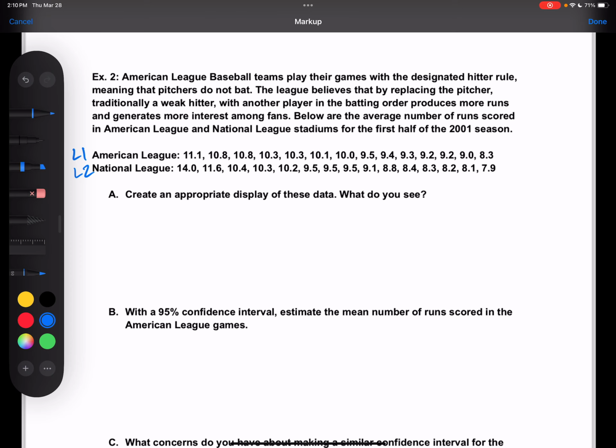Because notice, too, you may not be able to tell this, but there's actually more numbers in L1 than L2. Or vice versa. There's more in L2 than L1. There won't be the same amount.